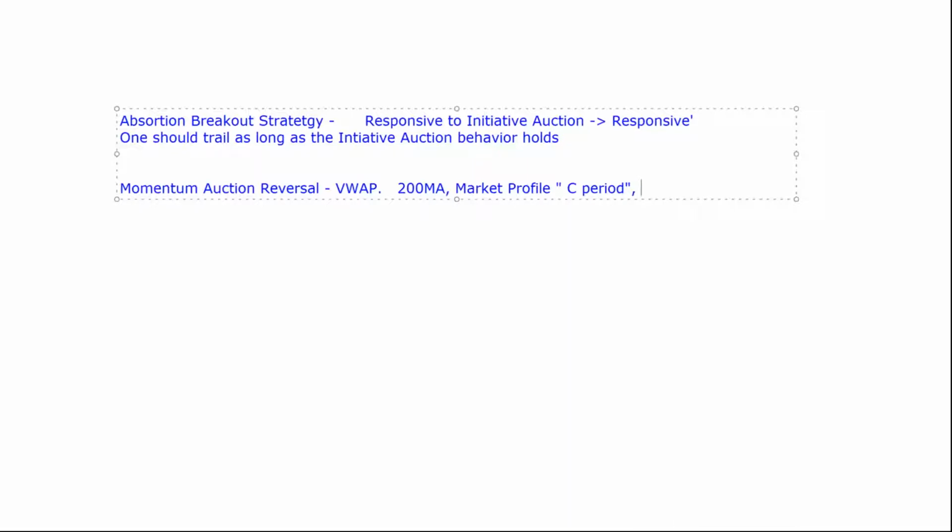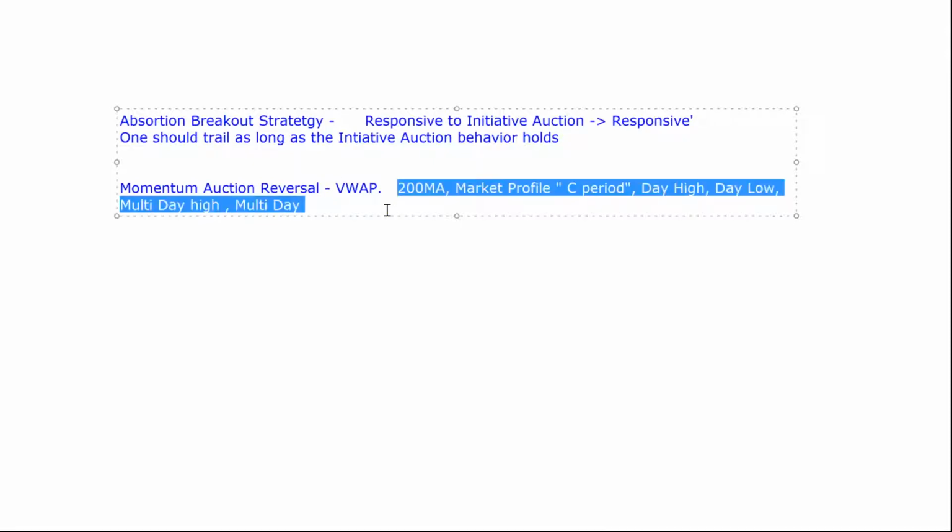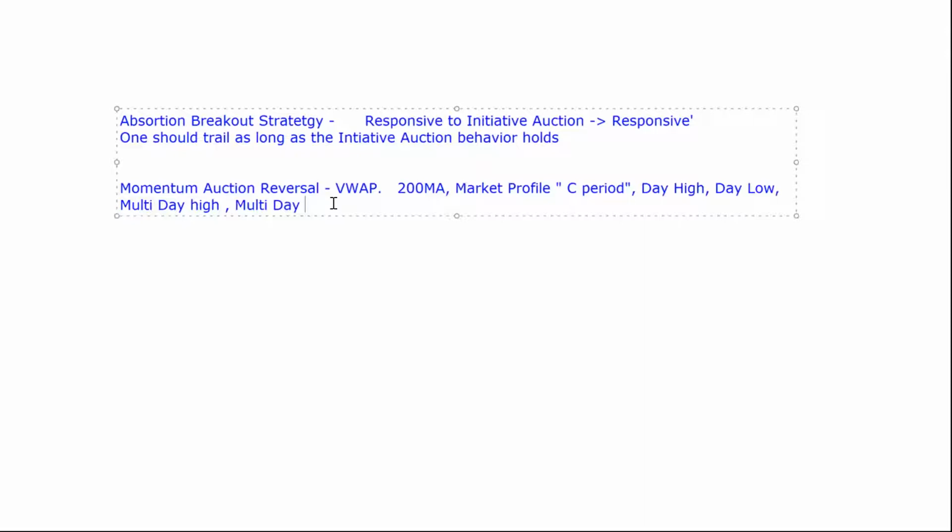And there are other patterns, like those coming at a day high or a day low. If you are seeing a multi-day high or low, that is where one can trail for bigger profits. Otherwise, most of the setups end at VWAP. In the remainder of these cases, one can look for bigger targets, which mostly depends upon the market profile reference levels. We'll be talking about that in tomorrow's session.